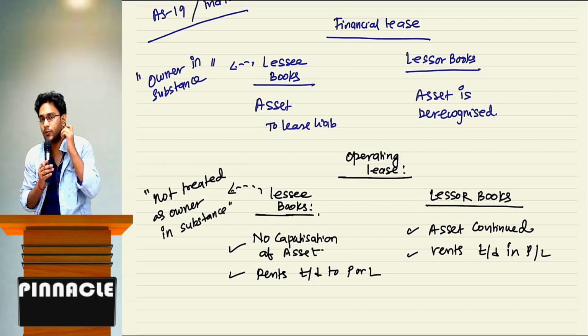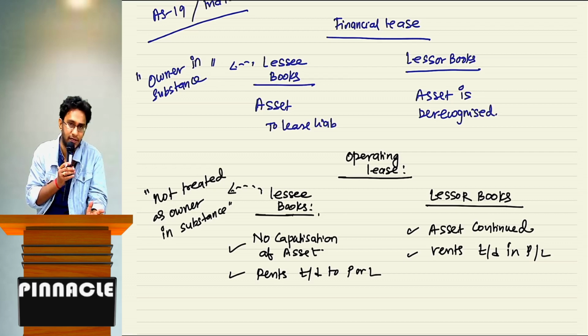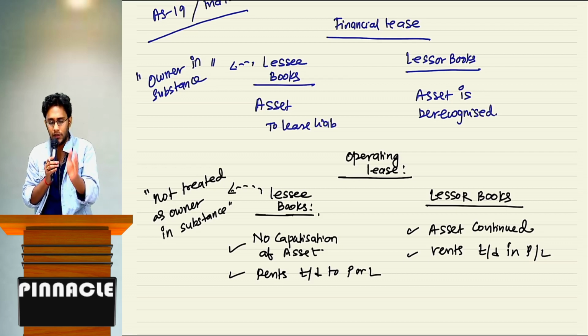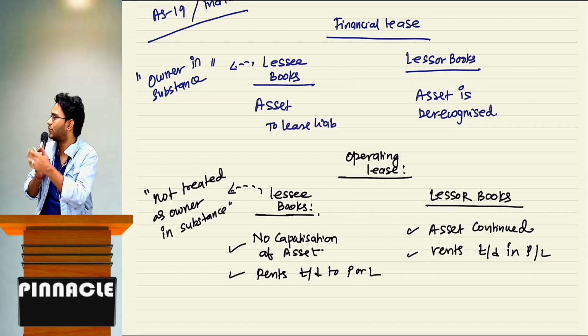This was the accounting that was there earlier, sir. AS 19, this is there, IAS 17, Ind AS 17, this is there. Now this is removed, sir. In this place some other accounting has come. Now what is the problem with this?